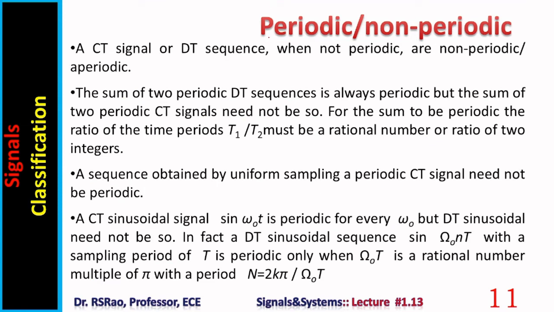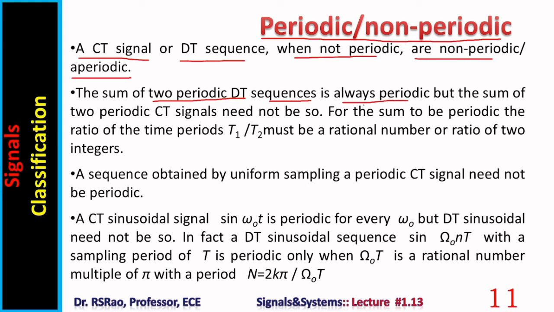Some more information regarding periodic and non-periodic classification. A CT signal or DT sequence, when not periodic, is non-periodic or aperiodic. The sum of two periodic DT sequences is always periodic, but the sum of two periodic CT signals need not be so. An important aspect one has to keep in mind: for the sum to be periodic, the ratio of the time periods T1 by T2 must be a rational number, or ratio of two integers.